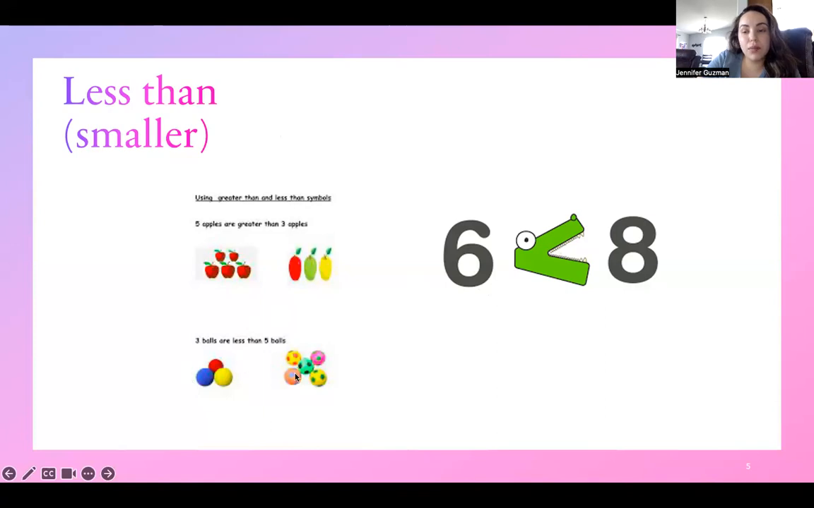Here we have some balls over here. There's 3 balls here, 5 balls here. The alligator would eat the 5 balls because it's greater than the 3 balls. So the 3 balls are less than. And that's how I could explain and teach to my students.